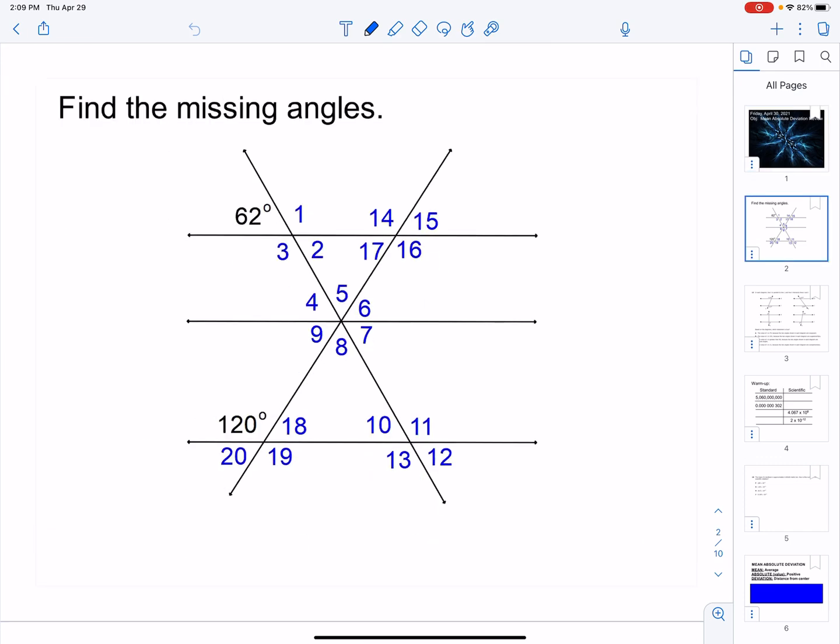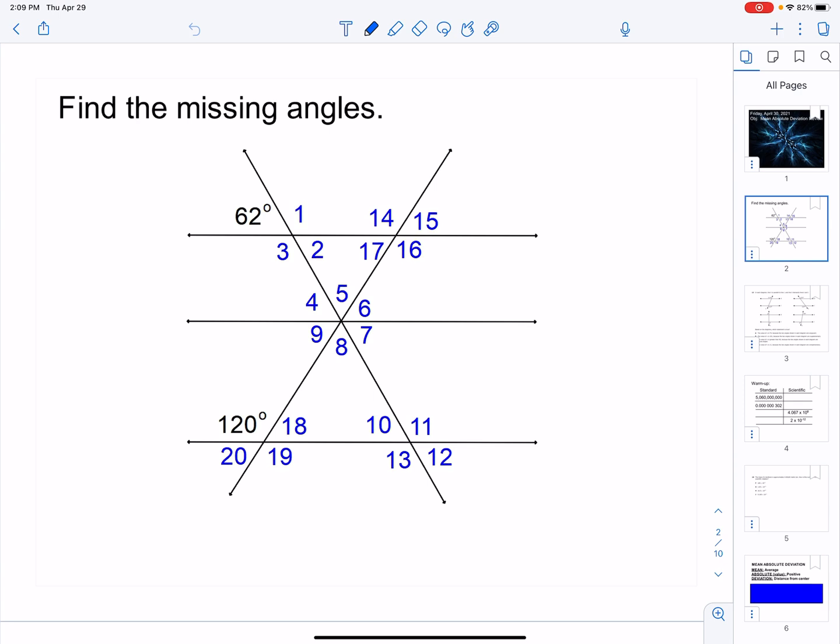So what I'd like for you to do, try to think back to when we did a lesson over this, several lessons over this, and we had to find all the missing angles. So what I'd like for you to do is pause the video and see if you can remember what to do. Number your paper from 1 to 20 and find the missing angles for me. Okay, so let's see how you did.